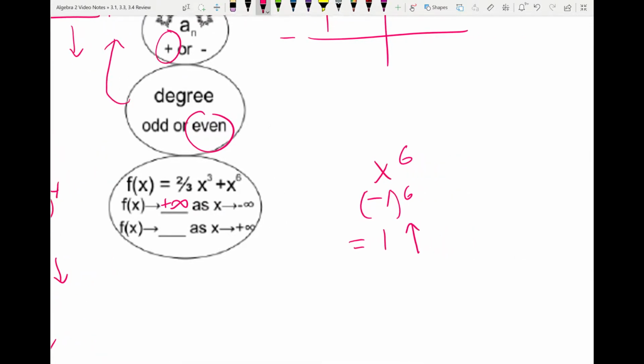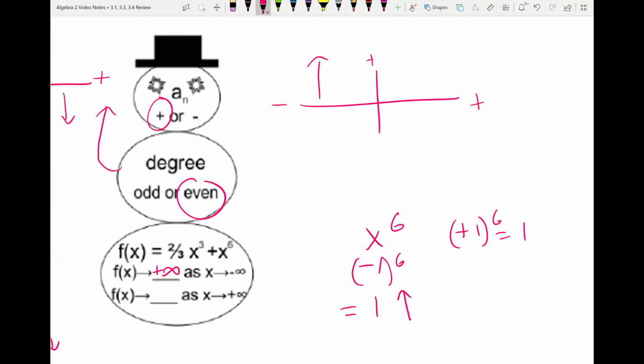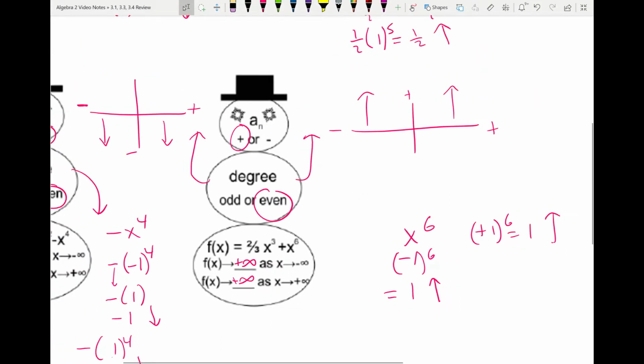And now let's plug in a positive number. So if I plug in like +1 to the 6th, I also get +1. So if I plug in positive for x, y goes up. So the snowman arm goes up, and we have positive infinity. So those are my 4 cases for end behavior.